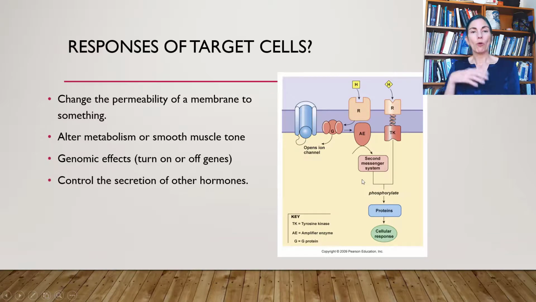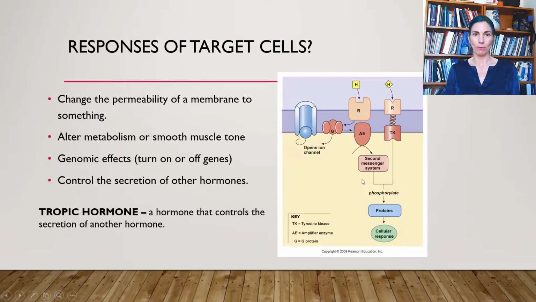If you are a hormone whose job is simply to control the secretion of another hormone, you get a special name. You are called a tropic hormone. Not to be confused with trophic. There's no H in there. It is just tropic. So a tropic hormone is going to be one that controls the secretion of another hormone.